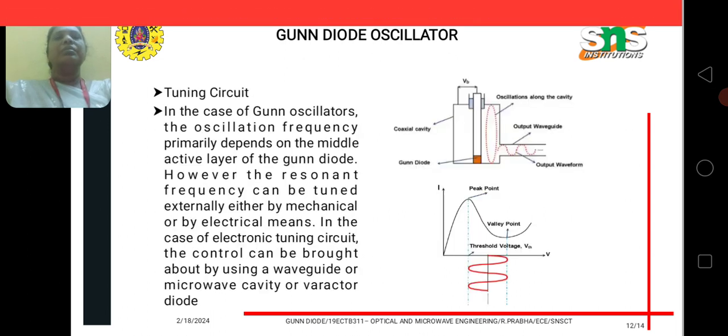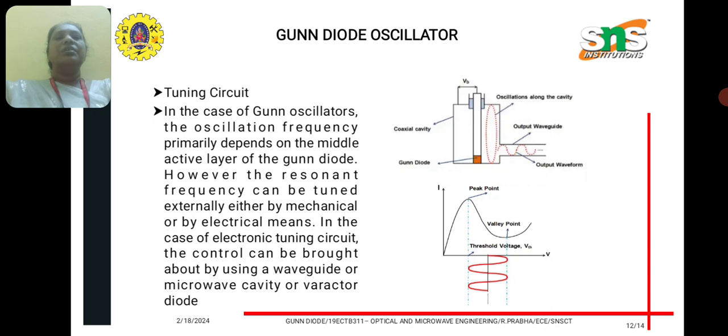In the diagram of the Gunn diode oscillator, we have a tuning circuit, and for Gunn oscillators, the oscillation frequency depends upon the middle layer called the active layer. The resonant frequency can be tuned externally either by mechanical or by electrical means.